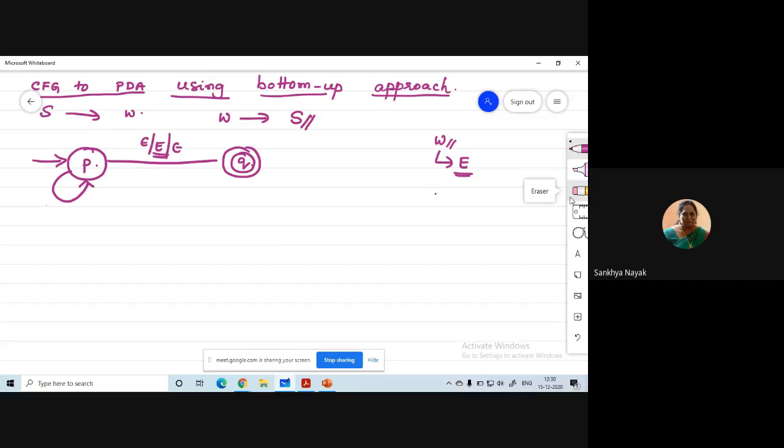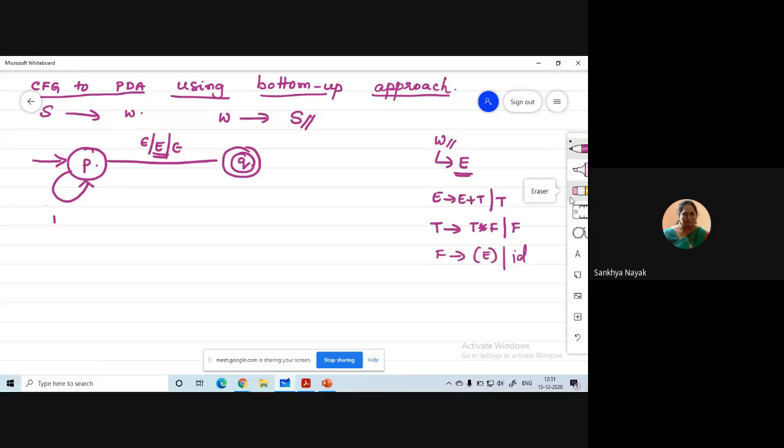So the grammar was E derives E plus T or T, and T derives T star F or F, and F derives open bracket E closed bracket or ID. In simple terms, these were the grammar symbols. Okay, these are the grammar symbols.